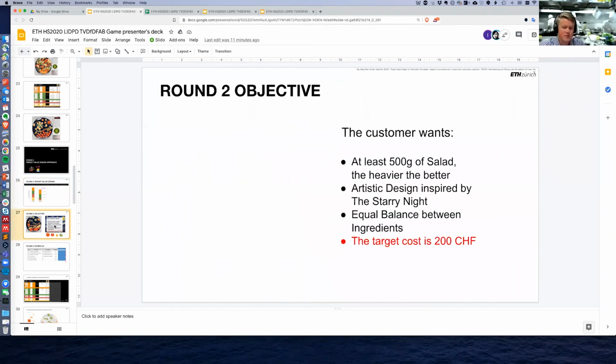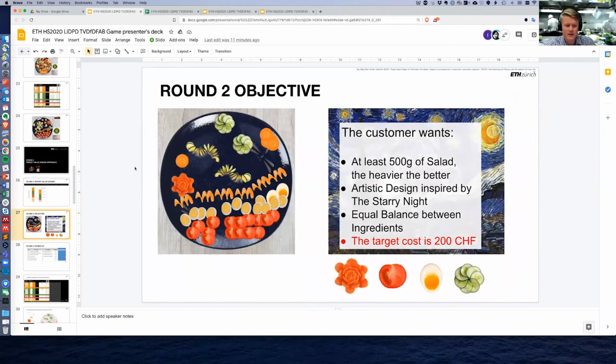And now, instead of me talking too much about it, we're going to let you practice with the same puzzle you had before, the same challenge. So here's how it's going to work. The objectives are almost exactly the same with one exception. The customer still wants at least 500 grams of salad. They still want the Starry Nights inspiration. And we still want equal balance between the ingredients. But this time we're telling you up front that the target cost is 200 francs. So the owner has informed us that this is the target cost that they would like to meet.